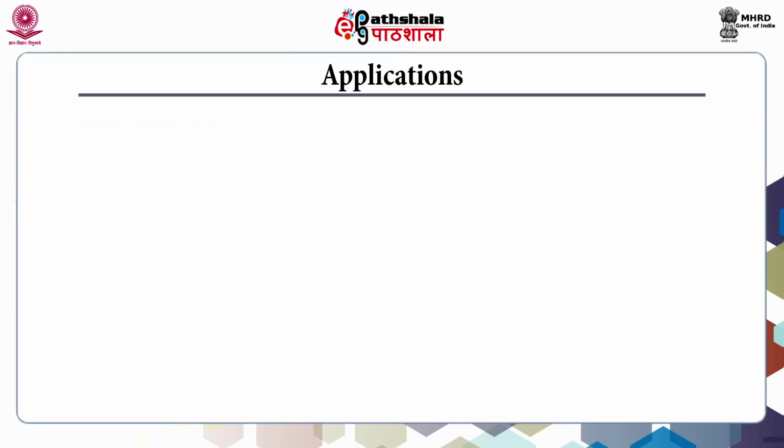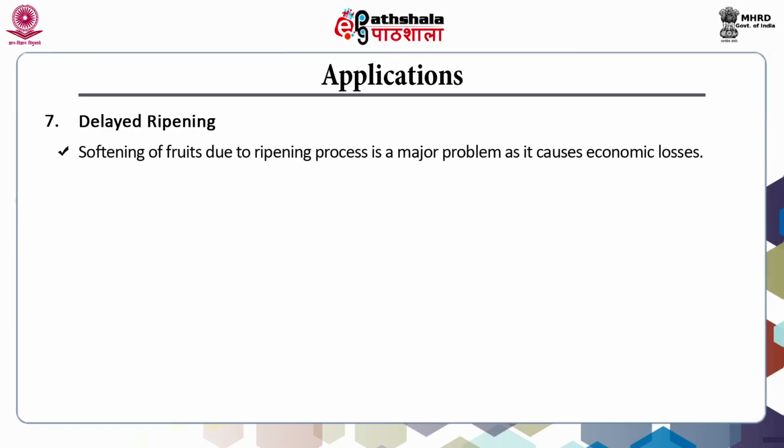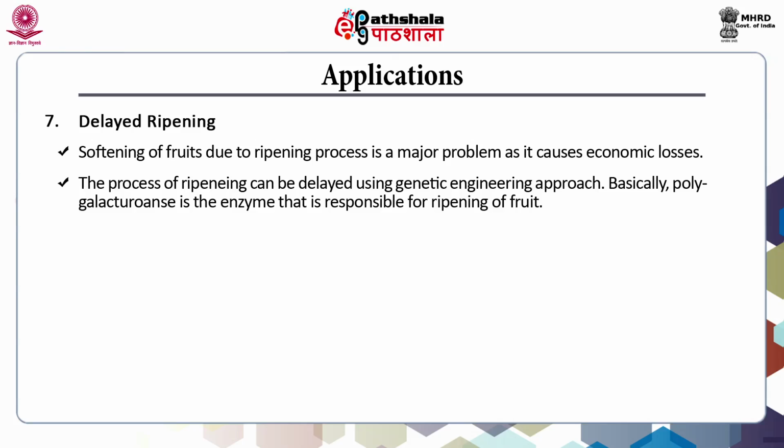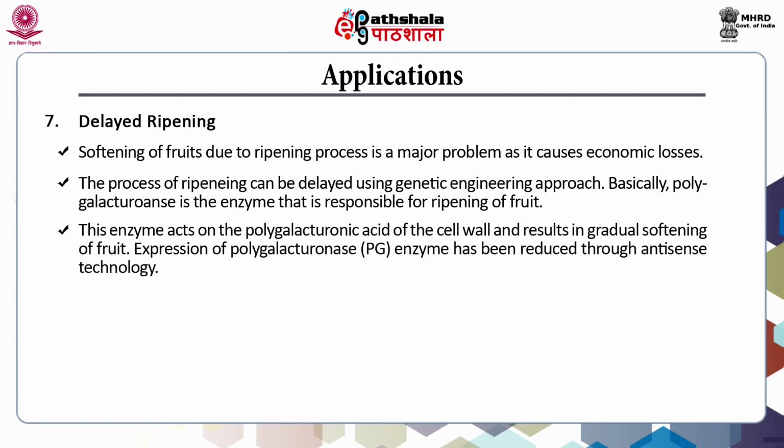The next application is delayed ripening. Softening of fruits due to the ripening process is a major problem as it causes economic losses. The process of ripening can be delayed using a genetic engineering approach. Basically, we know that polygalacturonase is an enzyme that is responsible for fruit ripening. This enzyme acts on the polygalacturonic acid of the cell wall and results in gradual softening of fruit. Expression of the polygalacturonase enzyme has been reduced via antisense technology.